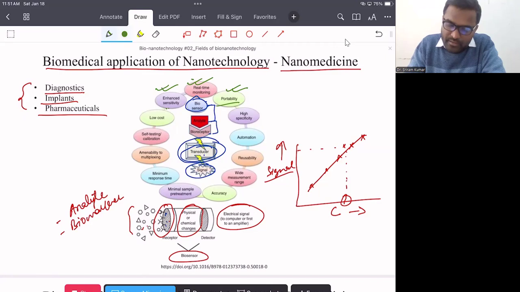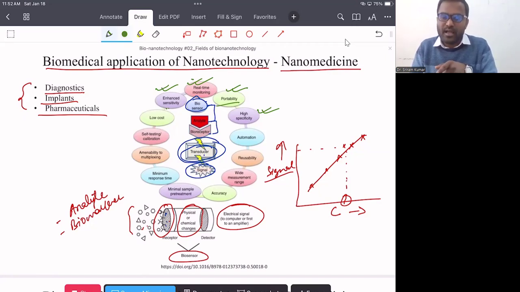And we have other properties like high specificity. That means, for example, you want to develop a glucose sensor. That glucose sensor should be specific to glucose only. It should not react with other kinds of analytes. For example, we have different foods, maybe vitamins, minerals, so that sensor should be specific only to glucose. It should not be sensitive to the vitamins, minerals, right?